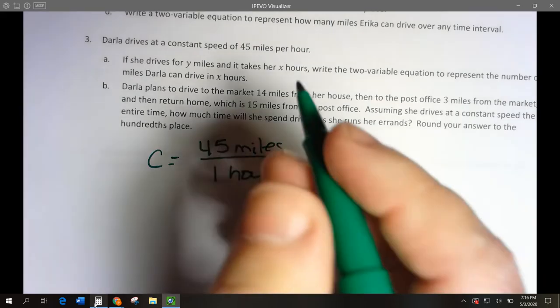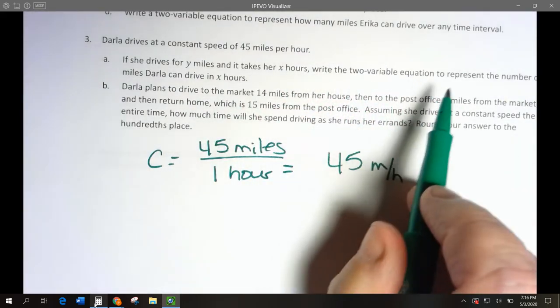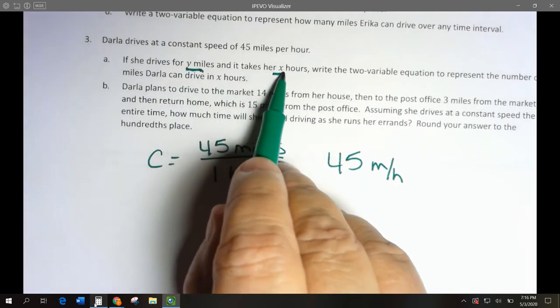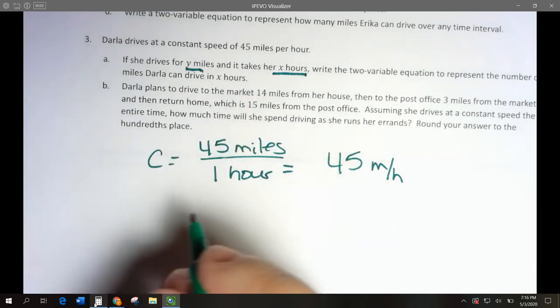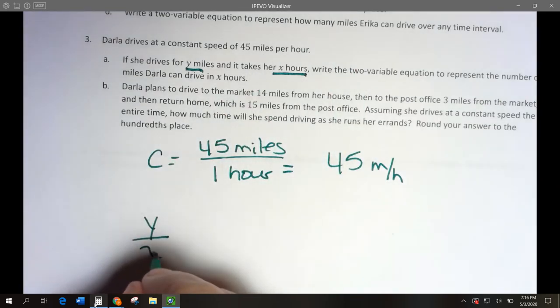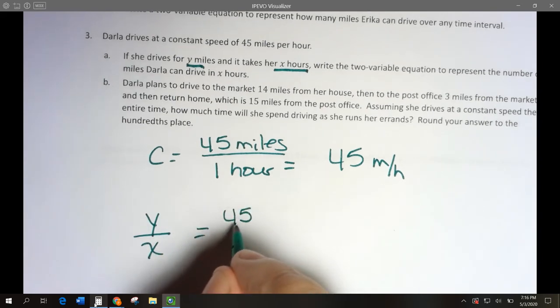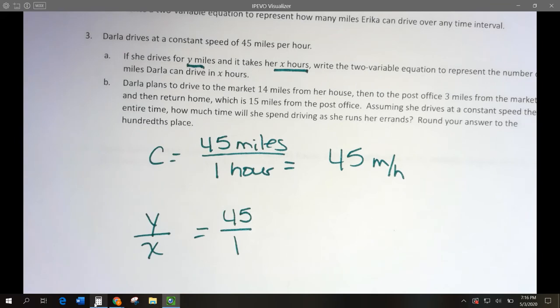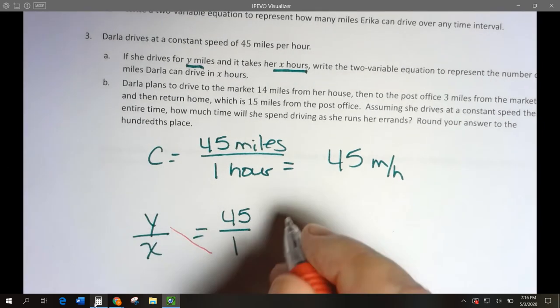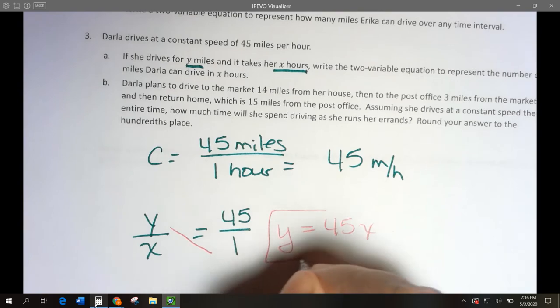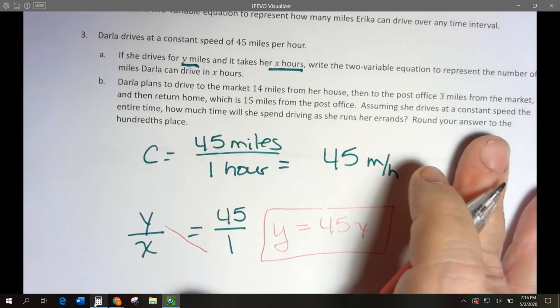So if she drives y miles in x hours, distance over time, that would be y over x, right? And we know that it is 45 over 1, because we got this from here, 45 over 1 equals y over x. If we cross multiply this, we get y equals 45x. And this would be our equation, y equals 45x.